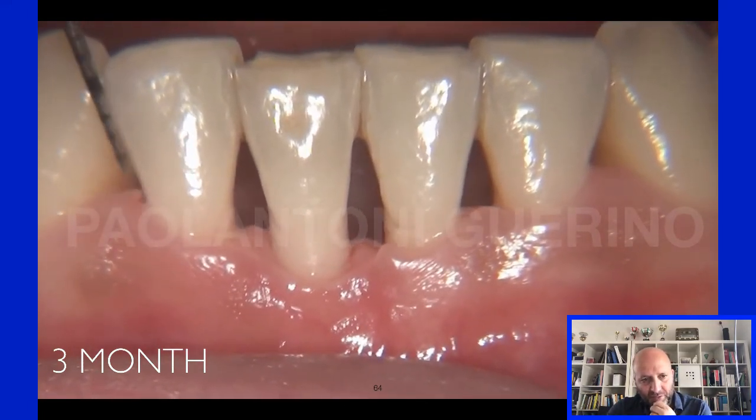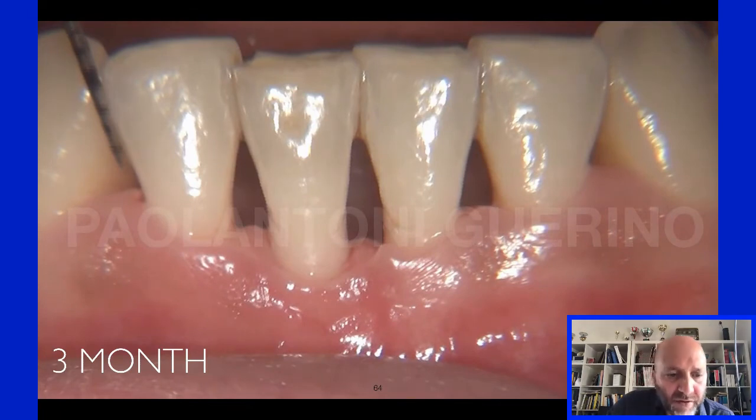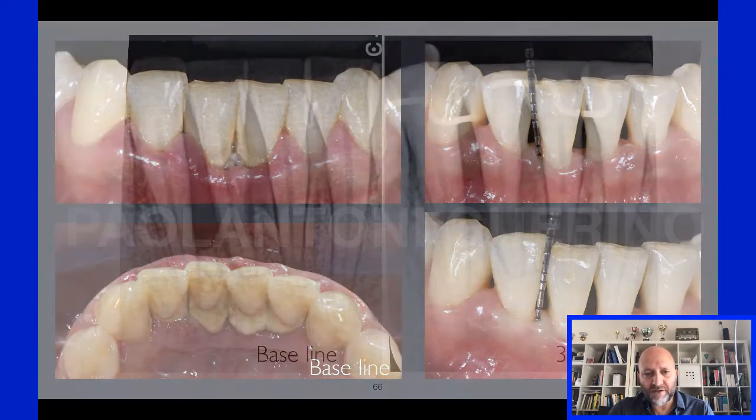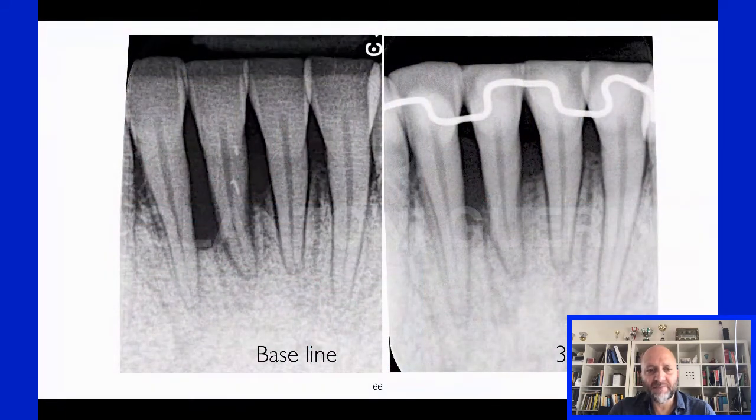This is the aspect only at the 3 months with periodontal non-surgical strategies. This is what we can get with this kind of strategies. This is the aspect at the X-ray images.